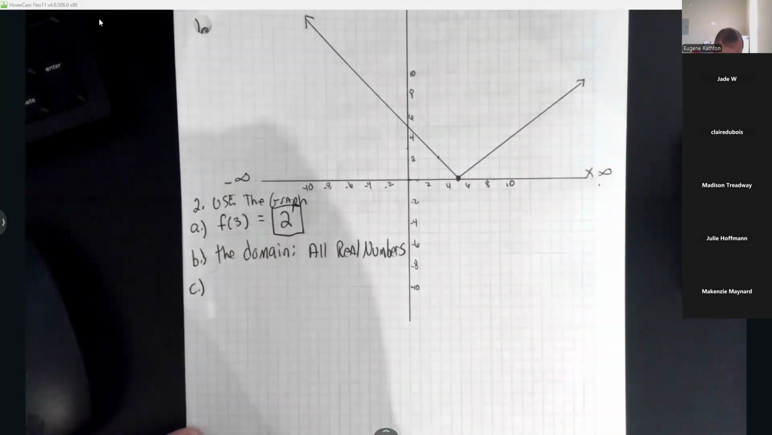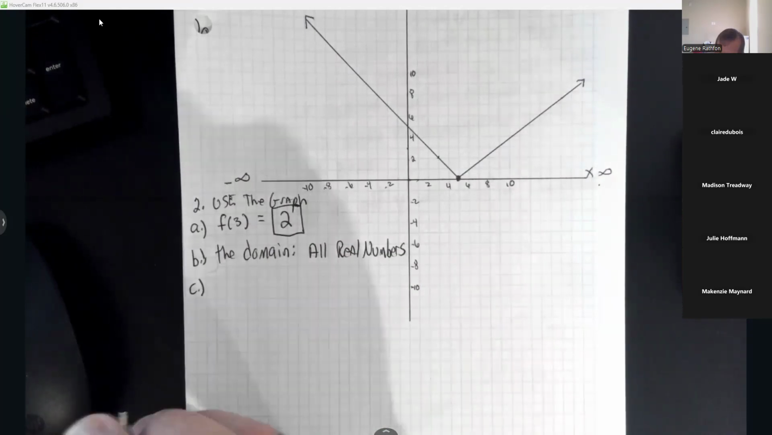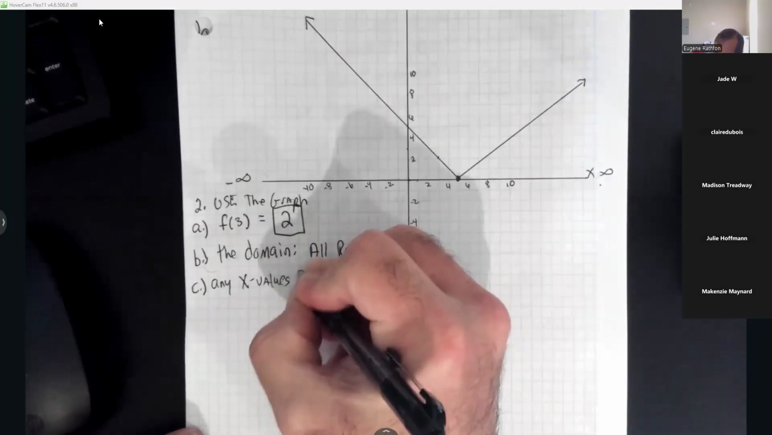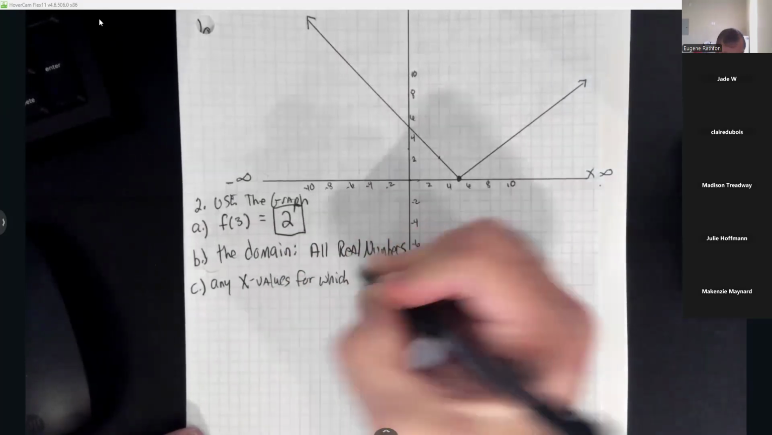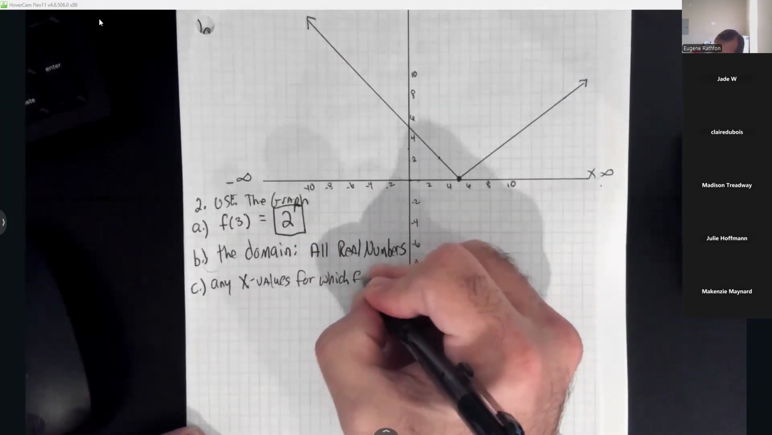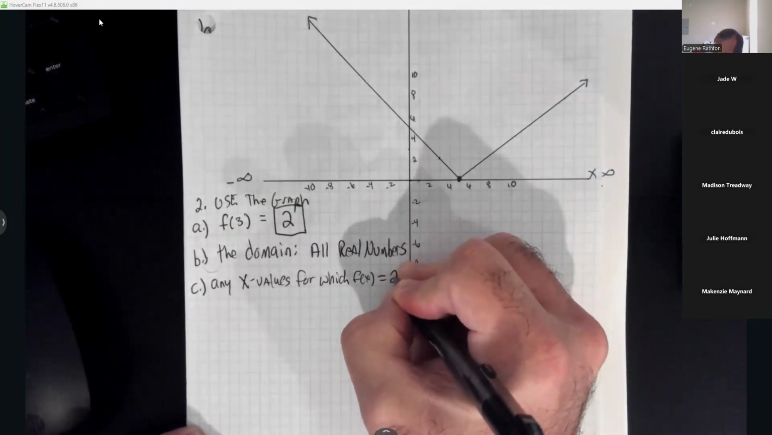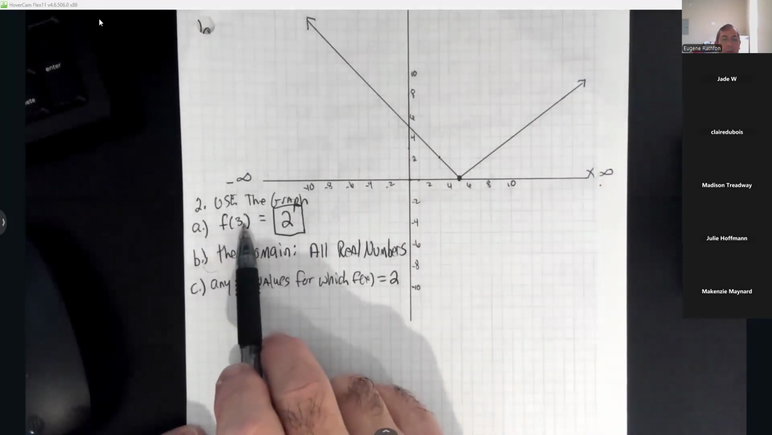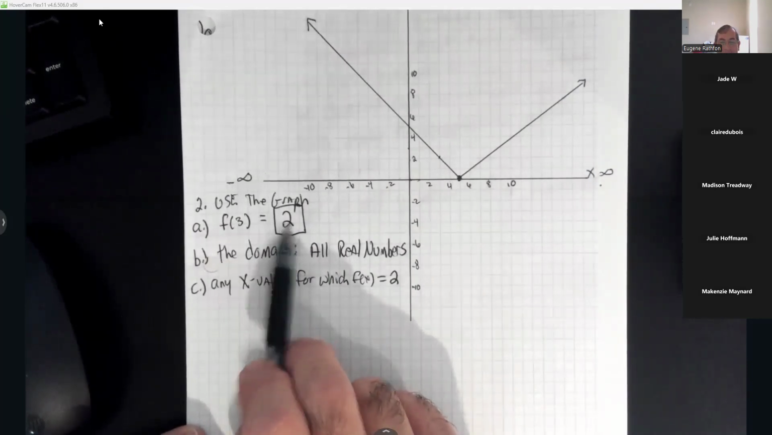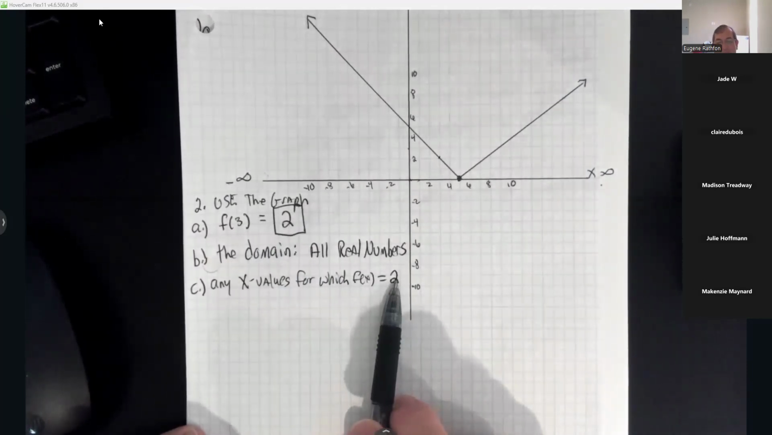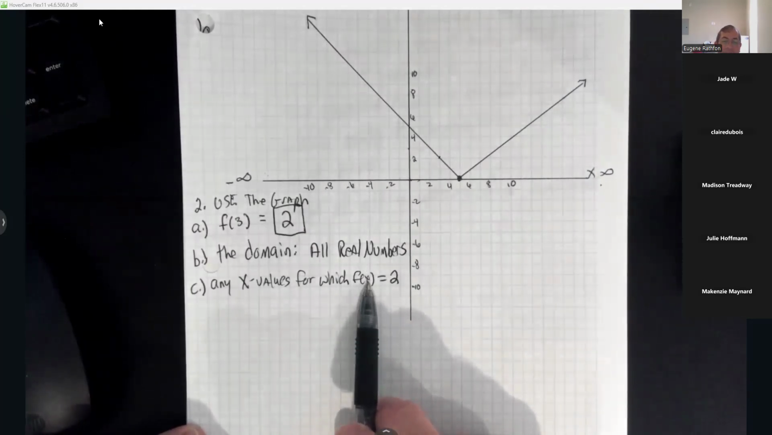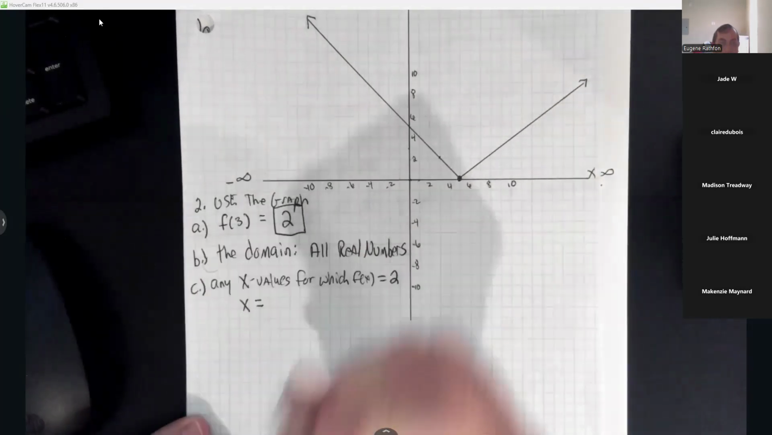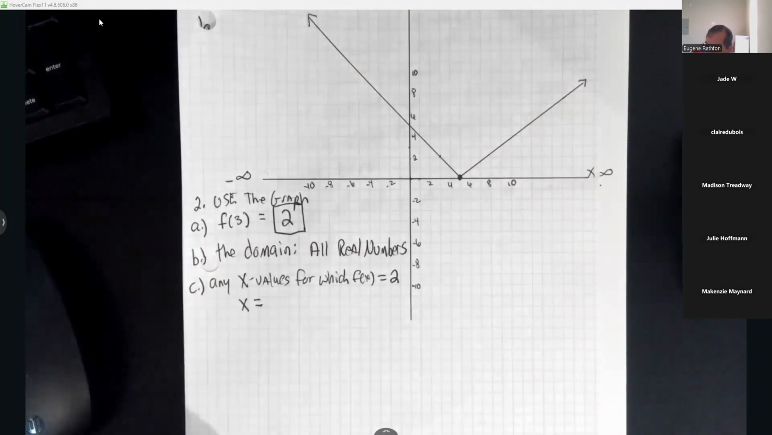All right, so how about this one? Any x values for which f of x equals 2. So notice, here they gave me the x, I found the y value. Here they're basically giving me the y value, and I'm looking for the x's that had a y value of 2. So that would be x equals, all right, y'all, so let's see.